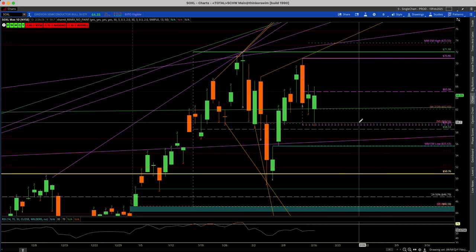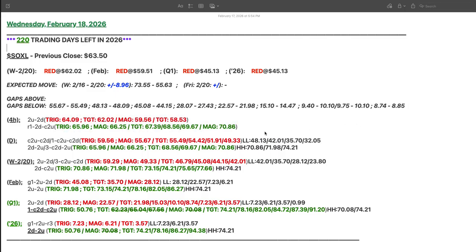All right, let's go to the notes here so we can look at the hard numbers, right? We've looked at the charts quite a bit here, even though it has been a quick video so far. So for Wednesday, February 18th, there will be 220 trading days left in 2026. The close on Tuesday, February 17th was 63.50, and the opening print for the week was 62.02, meaning that if price goes below 62.02, that flips the week red.